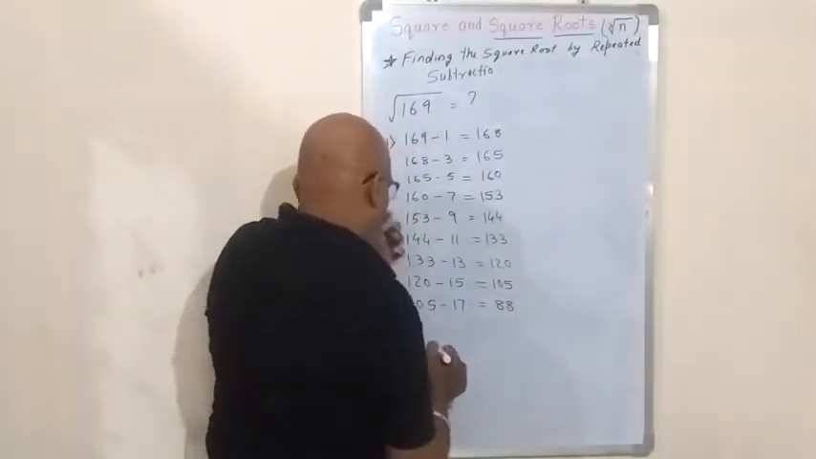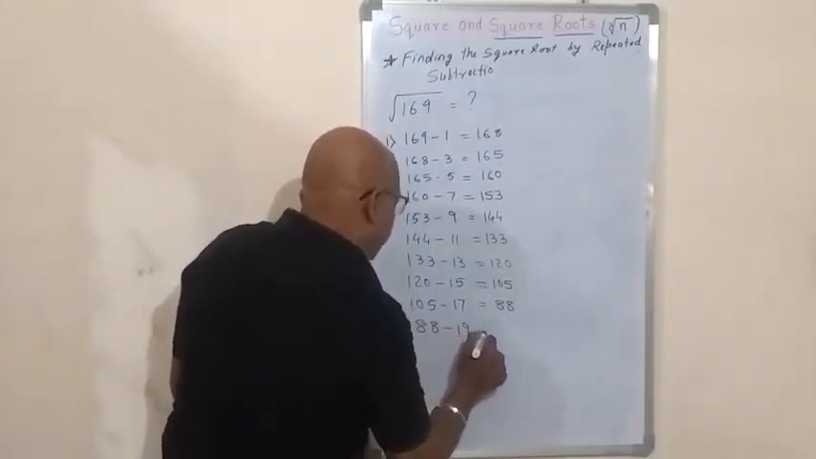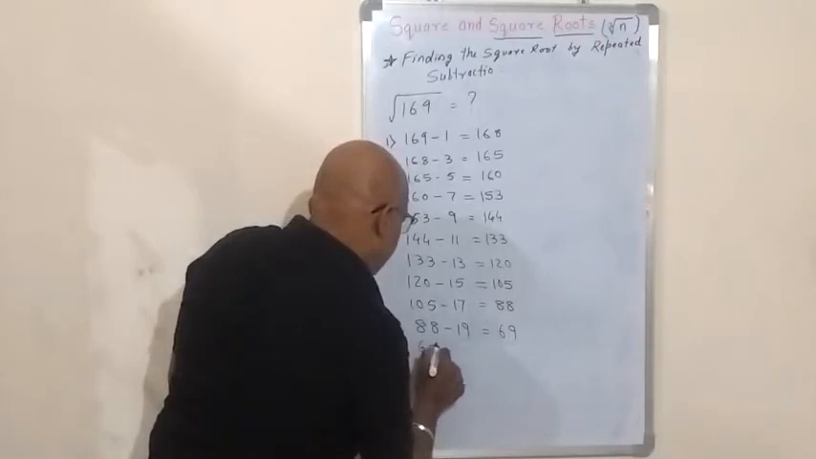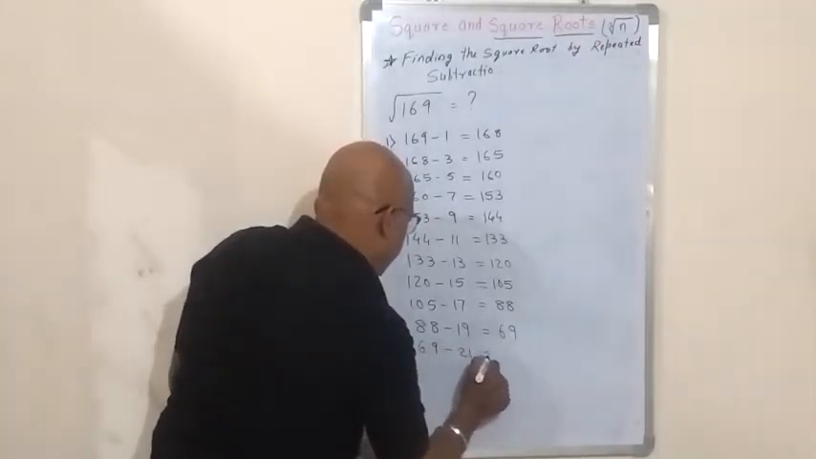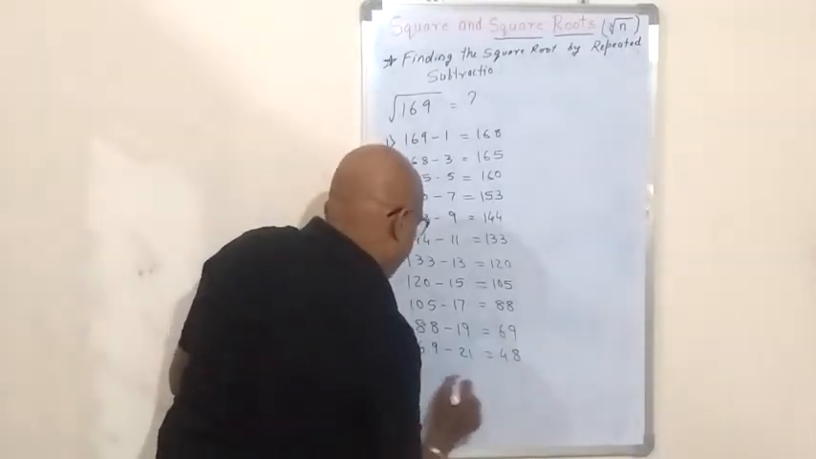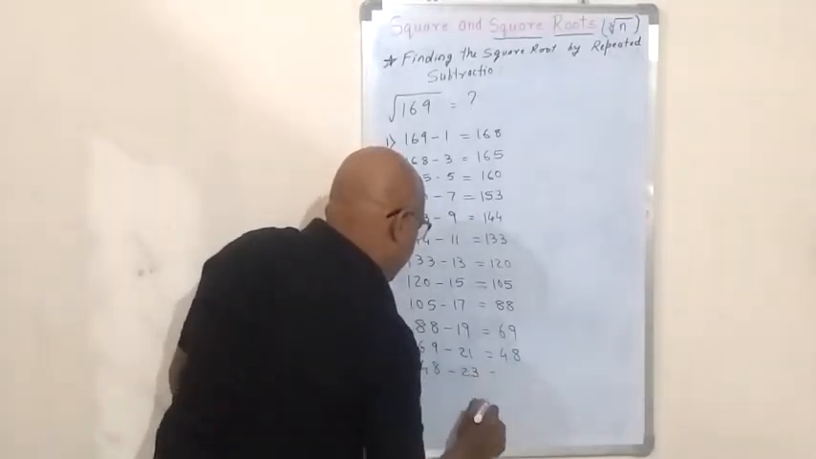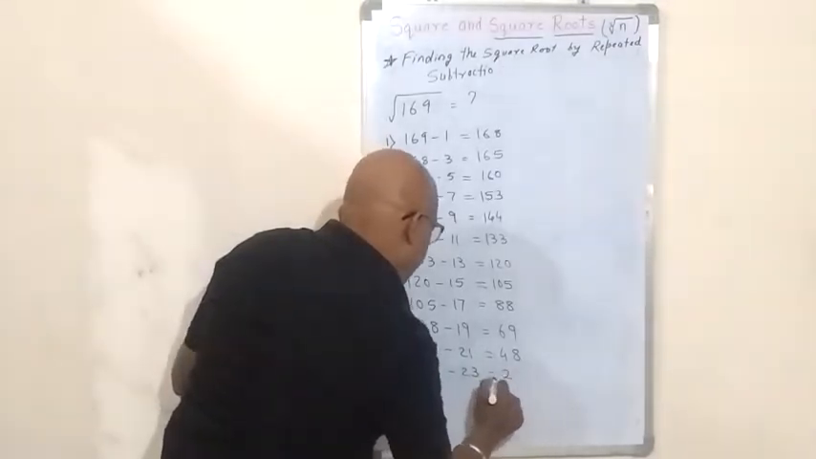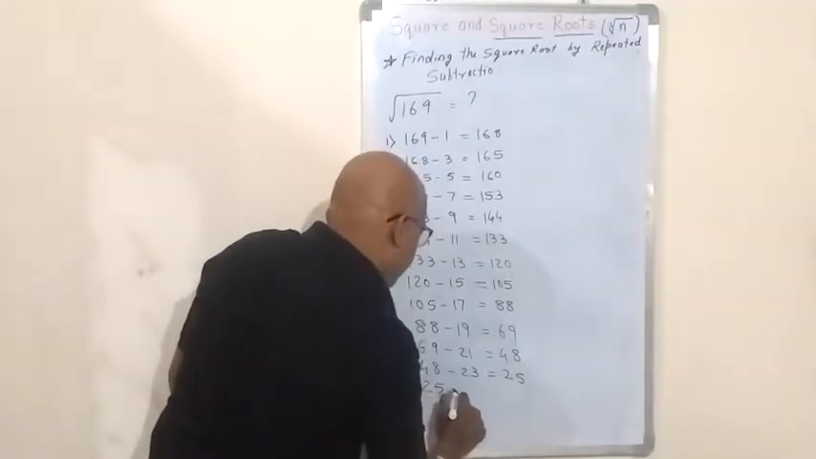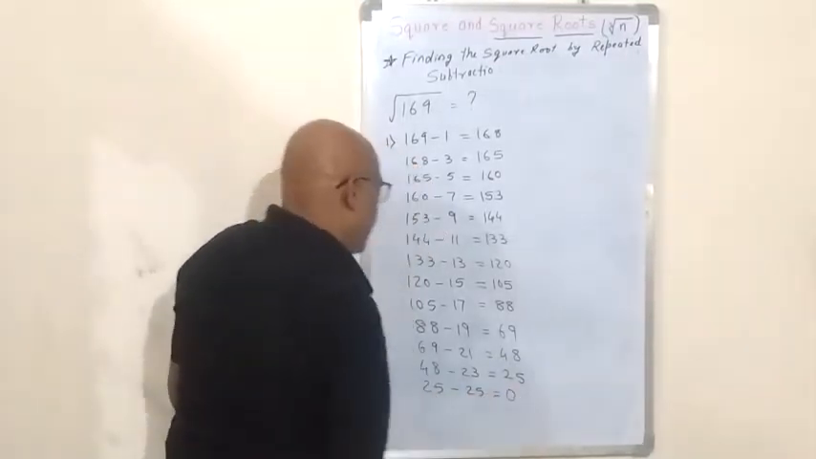88. 88 minus 19 gives you 69. 69 minus 21 gives you 48. 48 minus 23 gives you 25. 25 minus 25 gives you 0. Now nothing remains here.